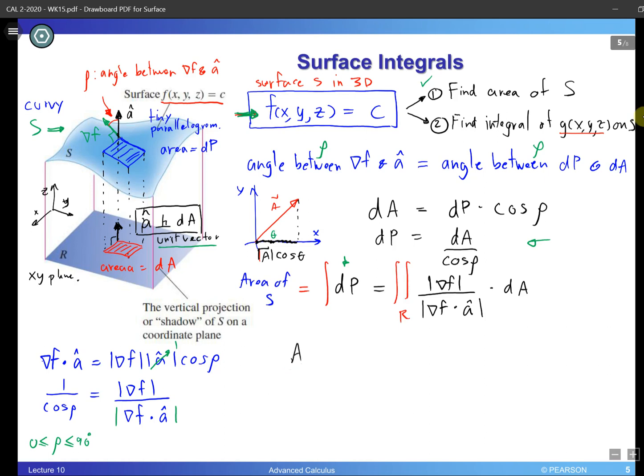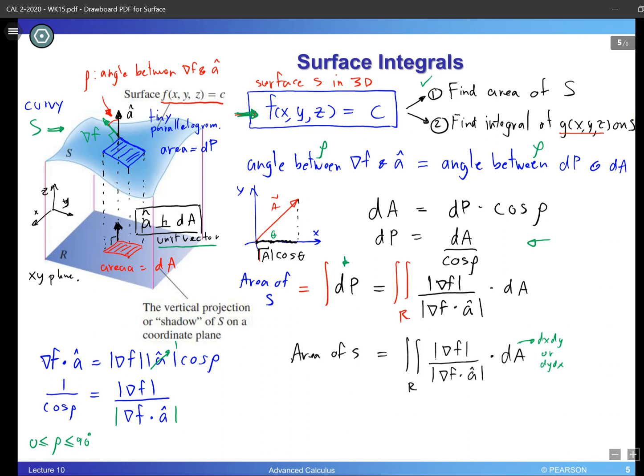Okay, area of S equals the double integral of the absolute value of the gradient of f divided by the absolute value of the gradient of f dot a hat. And we perform the integration with respect to differential area, dA. And for this one, it could either be dx dy or dy dx. Which one to go for? That depends on the situation. And of course, we have this integration domain R.